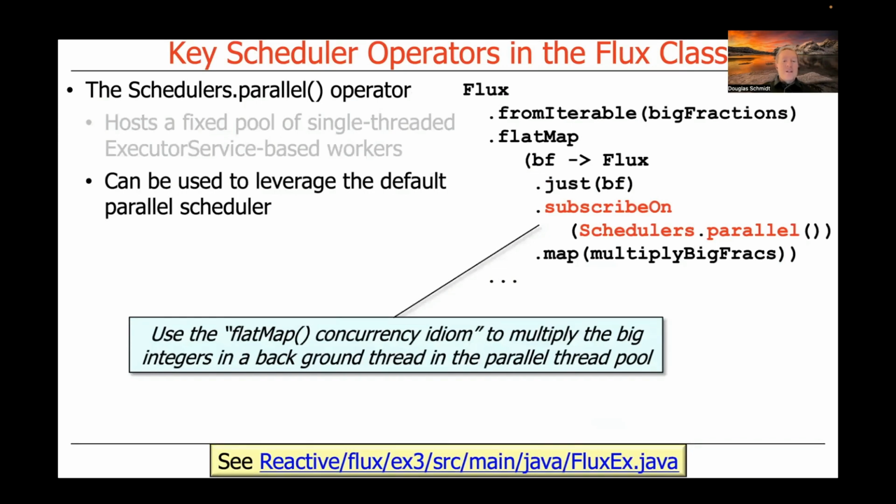We typically use this to leverage the default parallel scheduler in the context of the flatMap concurrency idiom. We took a look at that in the previous slide set. And you can see here that we're going to pass in a parallel scheduler that will multiply all these BigInteger objects in the background using the parallel thread pool.